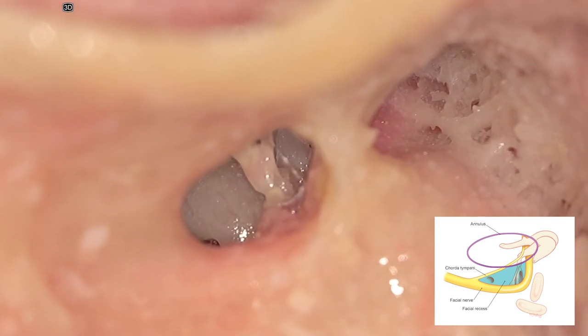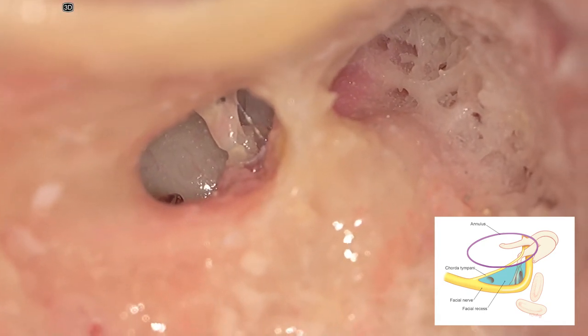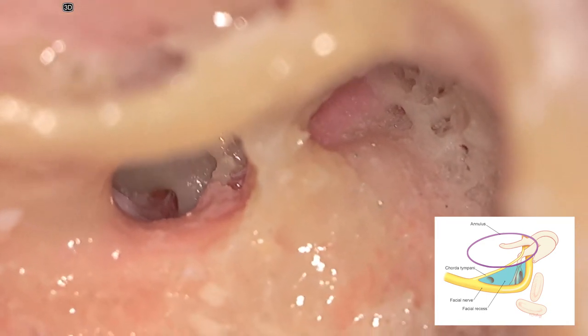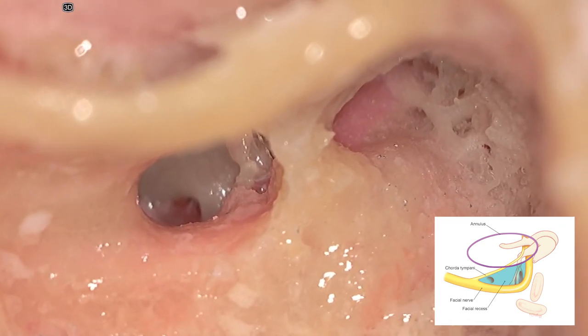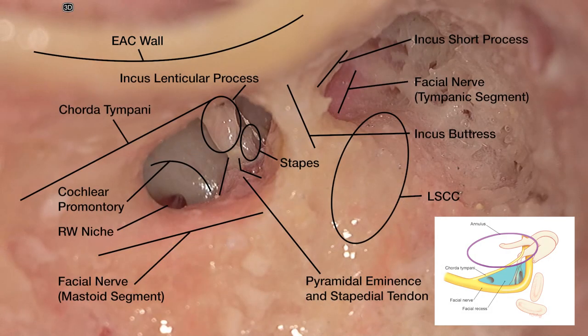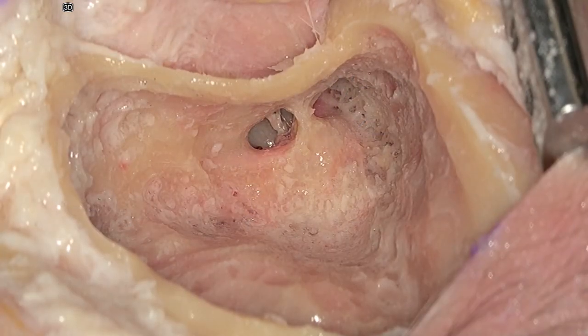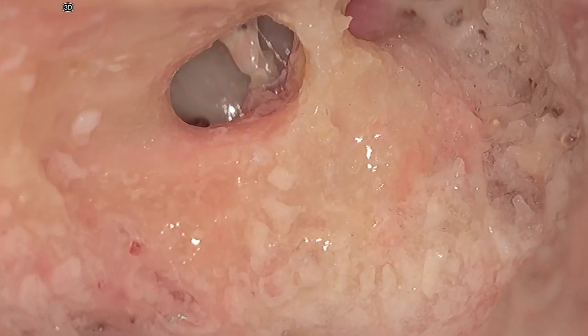The optimal view of the round window niche is often parallel to the plane of the external auditory canal. This is a complete mastoidectomy with facial recess approach.